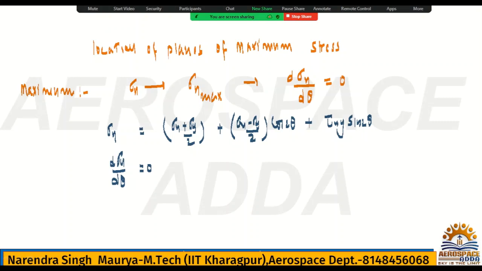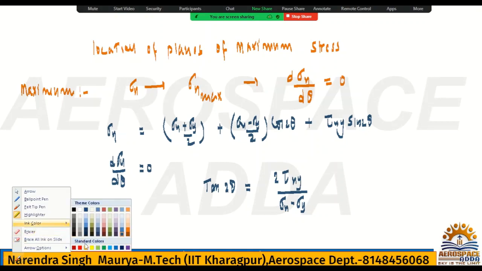The first part will be 0, the second part is cos 2 theta, so it will be minus sin 2 theta into 2. Then tau xy, and the differentiation of sin 2 theta with respect to theta will be cos 2 theta into 2. You do it and make it equal to 0. Then finally what will you get? You will get tan 2 theta equal to 2 tau xy divided by sigma x minus sigma y. Okay, this value you will get.